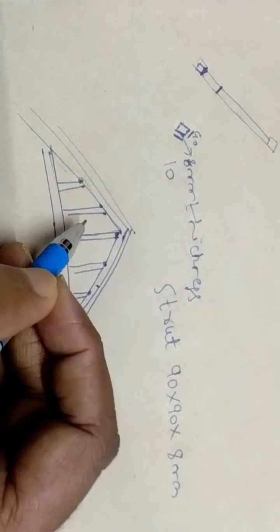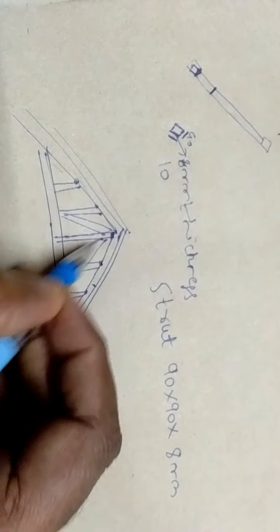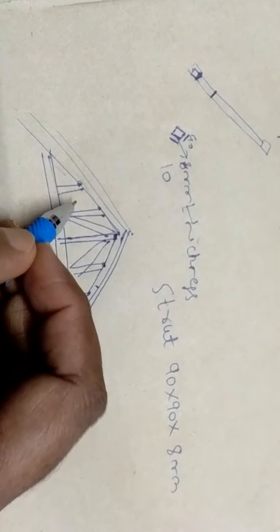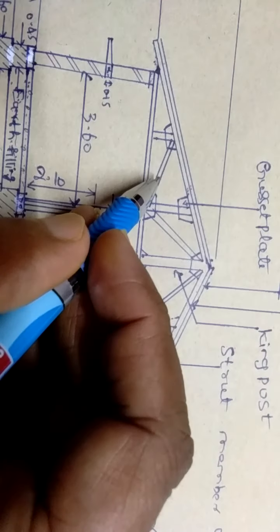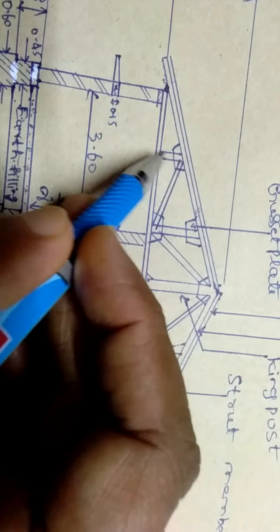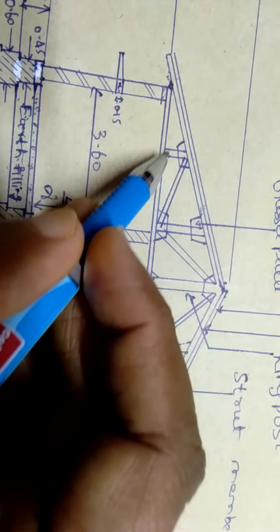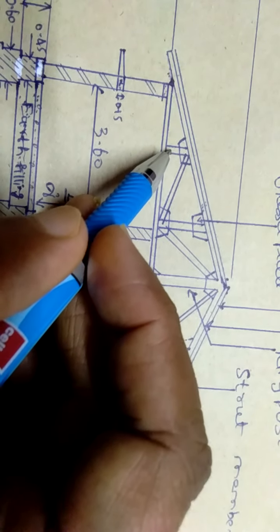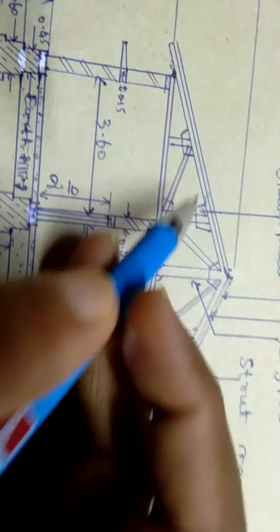So just draw the inclined member here. So here you can see it like this and like this. In the section they have given. So these inclined members are actually called the strut, but here even the vertical members are called the struts. So this is 90 mm, and this also you can take it as 90 mm. So 90 by 90 by 8 mm. So this is also 90 mm dimension. This is also 90 mm dimension.